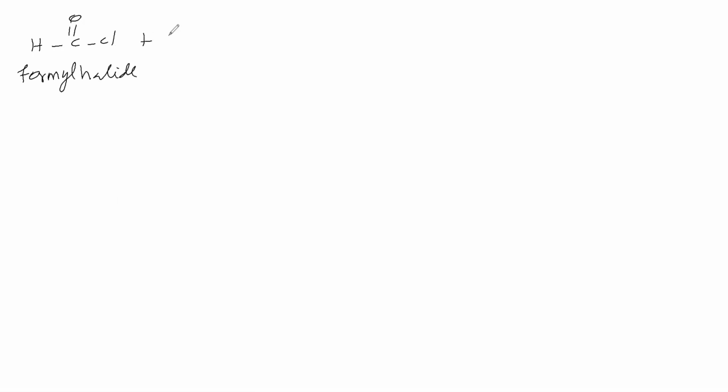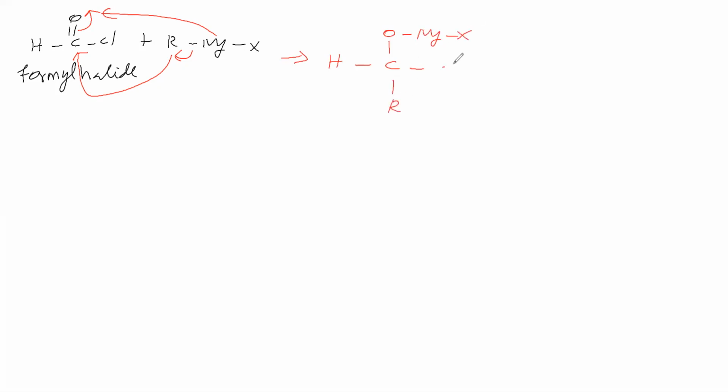The formyl halide is treated with a Grignard reagent. So what is the product we will get? Now this bond is shifting towards R, and Mg is attacking this. Therefore we get HC single bond O single bond MgX. Here the R group comes, and here we can say Cl.